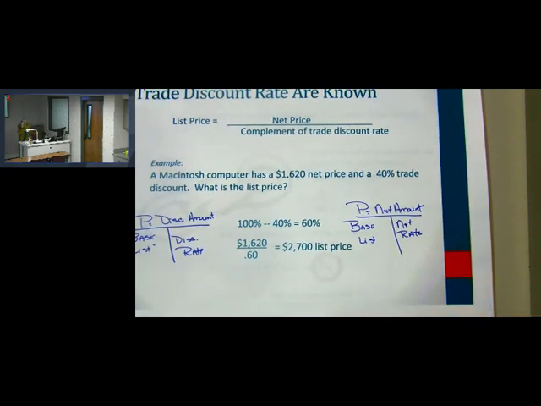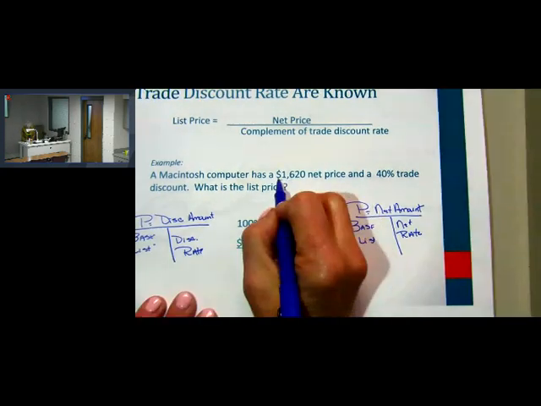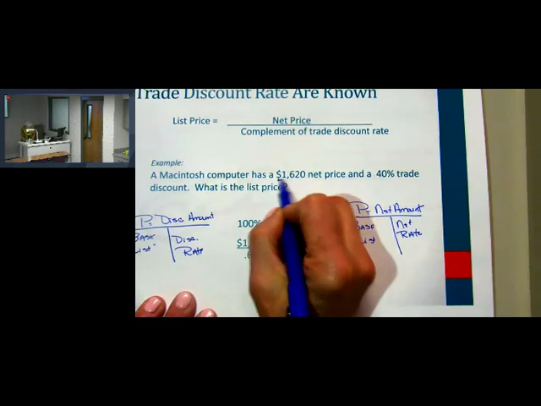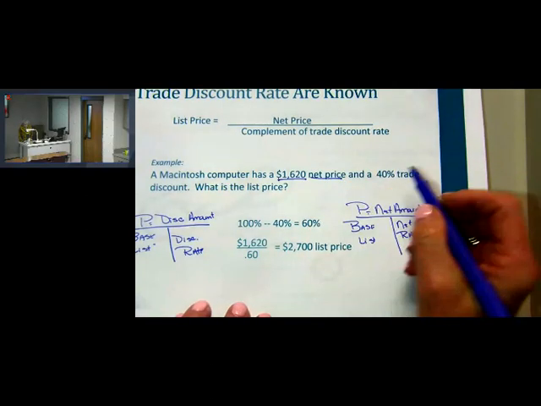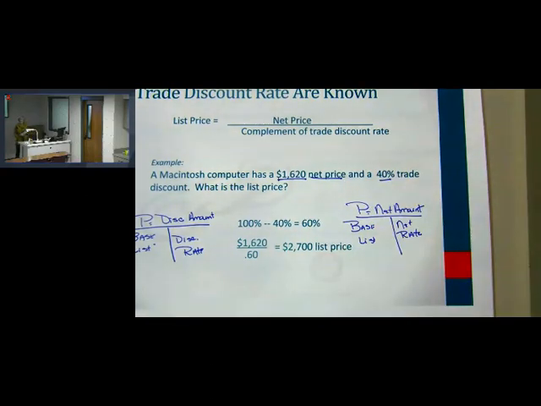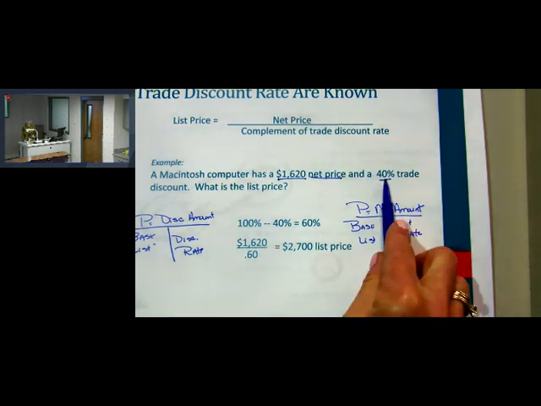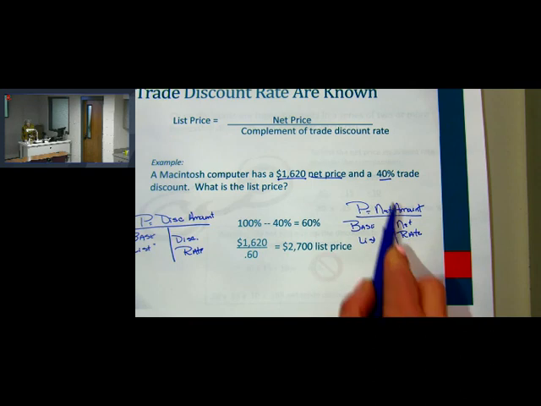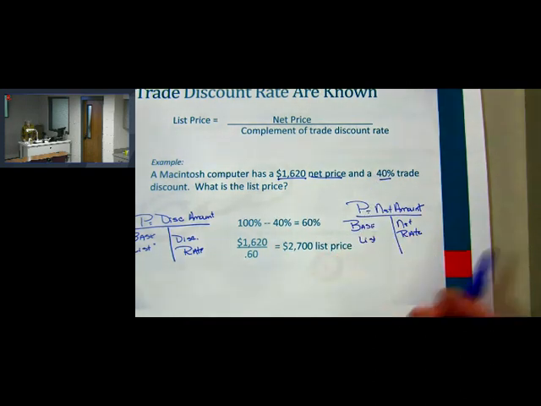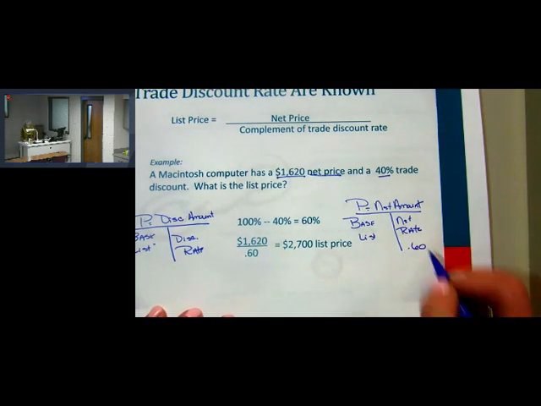So here's the story on this one. We still have this computer here. It has a 1,620 net price with a 40% trade discount. We're solving for list. Automatically, I say, well, if I'm solving for list and I don't want to do the subtraction step, I know if it's a 40% trade discount amount, the discount rate must be 0.60. So I'm going to use my complement once again. 1 minus the discount gives me my complement here of 0.60.